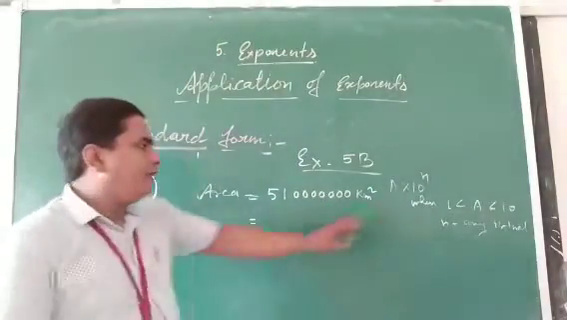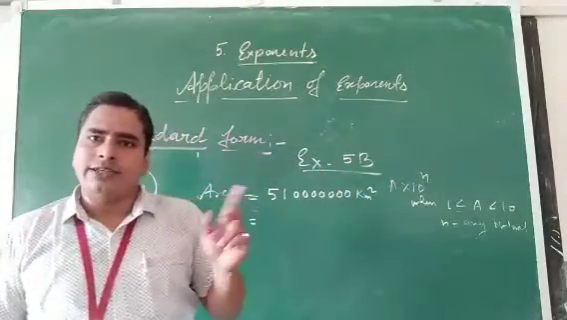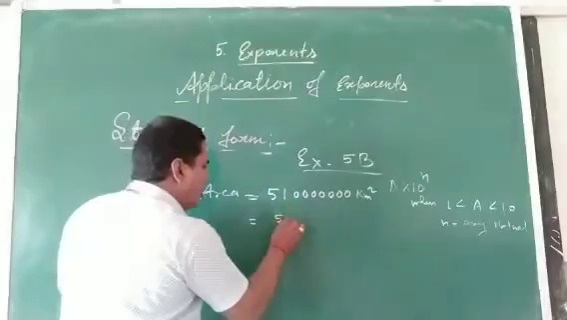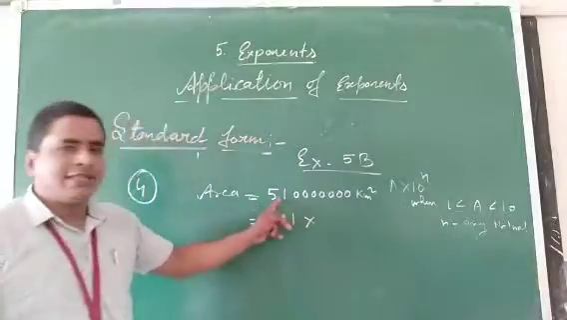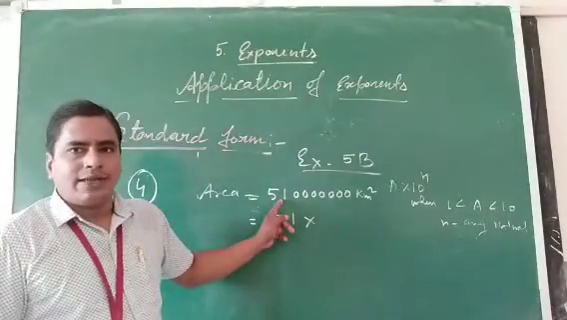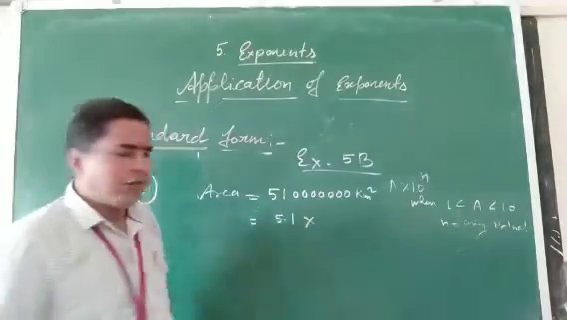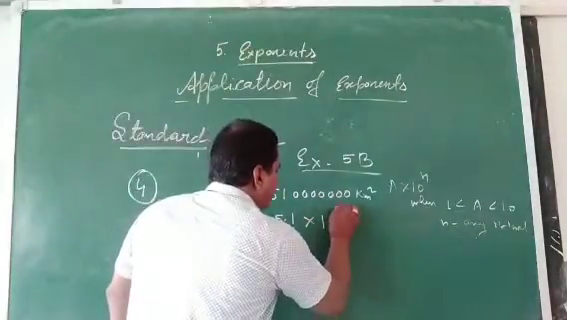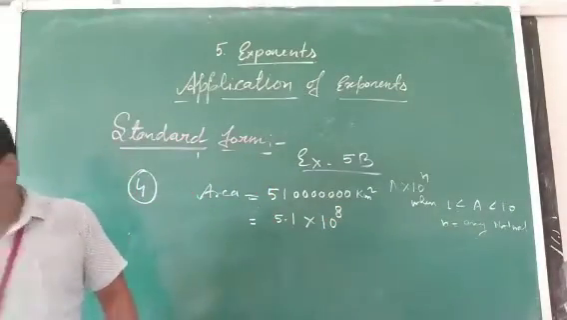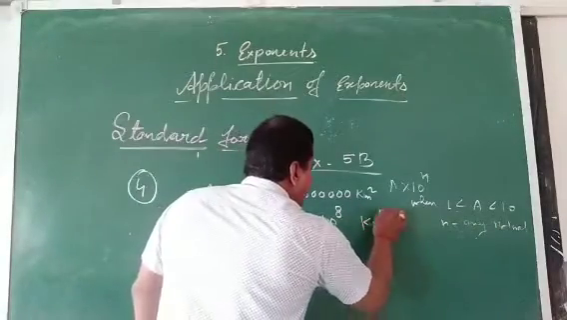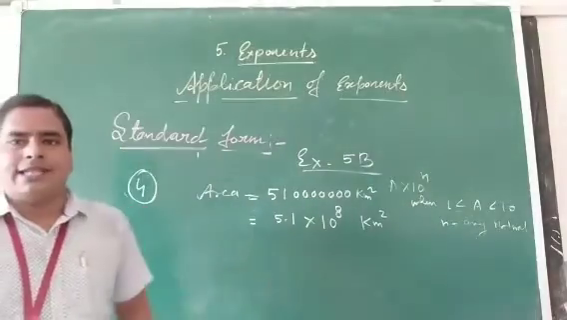First we have to find the value of A. The value of A should be between 1 and 10. So you can write this as 5.1. Now into how many places are left after 5? 1, 2, 3, 4, 5, 6, 7, 8. So the power of 10 should be 8. So 5.1 into 10 to the power 8 kilometer square. This is the area of Earth in standard form.